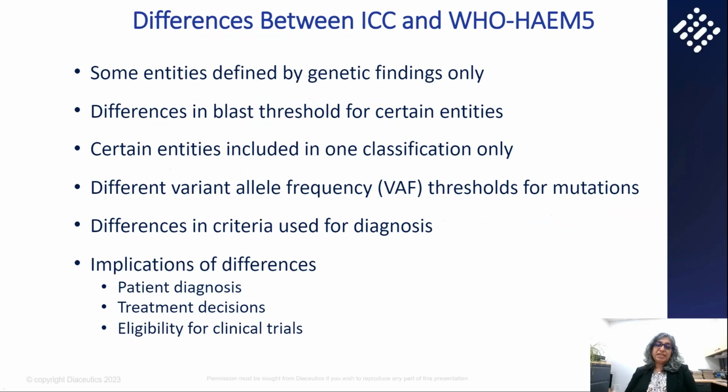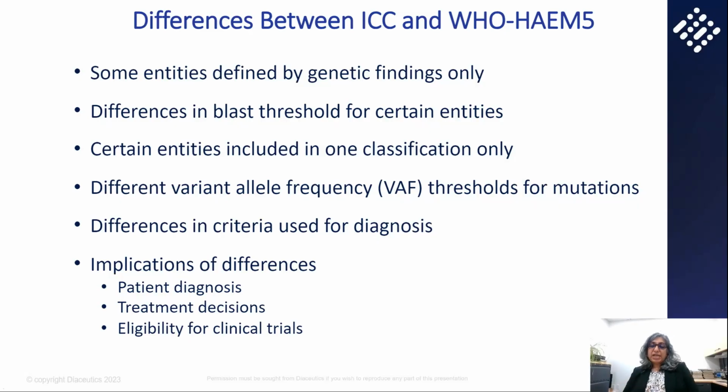But there are significant differences. There are some entities that are defined by genetic findings only in one classification, but the other classification requires genetic findings and some morphologic findings. There is a difference in blast threshold for certain entities in the two classifications. There are some entities that are included in one classification only and not the other.